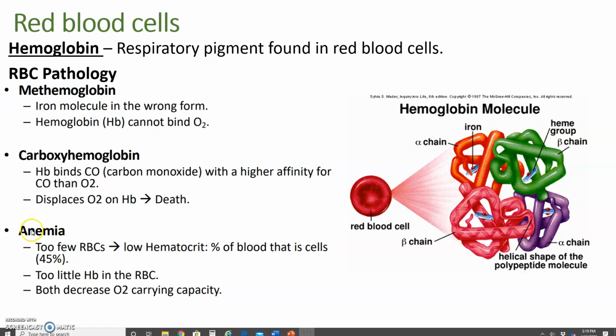And then the third pathology for red blood cells is something we call anemia, and there's two types of anemia worth discussing. There's simply having too few red blood cells, which can be determined from what's called a hematocrit, where we determine the percentage of formed elements in your blood. And so if it's below 45%, then that would be considered anemic. Or if there's too little hemoglobin in the red blood cells. And both of these decrease your body's ability to transport oxygen in your blood.